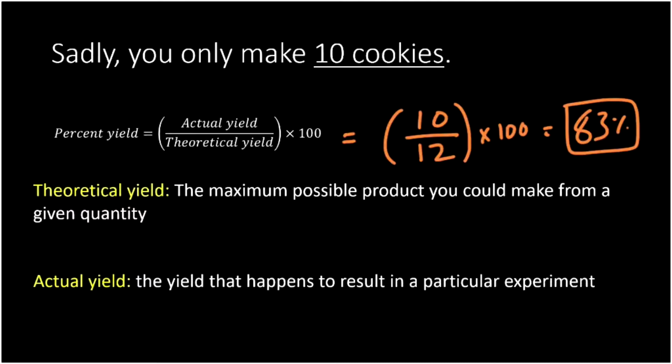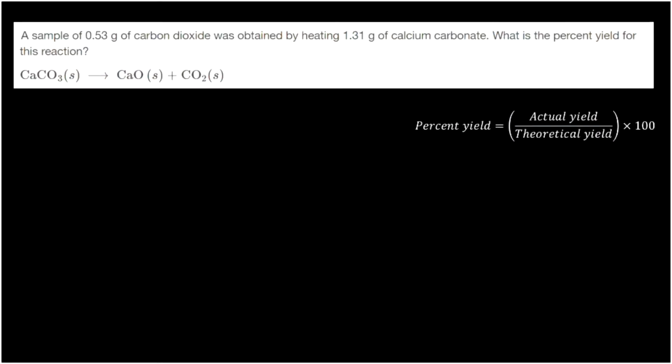Okay, what about in a chemistry example? This question says, a sample of 0.53 grams of carbon dioxide was obtained by heating 1.31 grams of calcium carbonate. What is the percent yield of this reaction? Wow, okay. So if we want to figure out the percent yield, we're going to need to think carefully about how to identify the theoretical and actual yield. Let's look at some tips for spotting those.